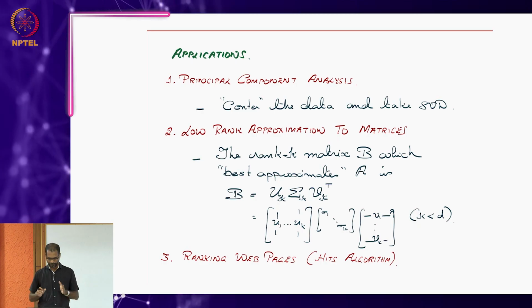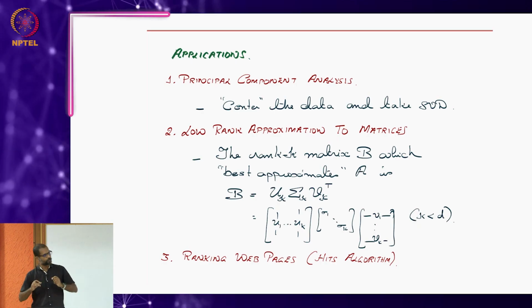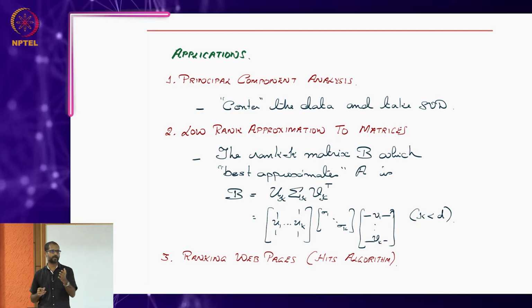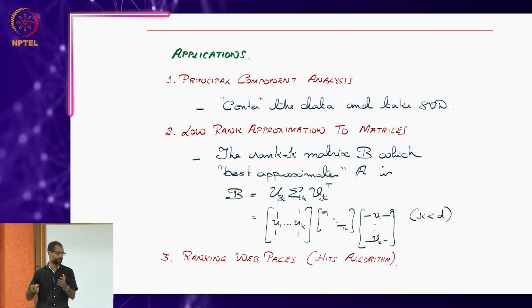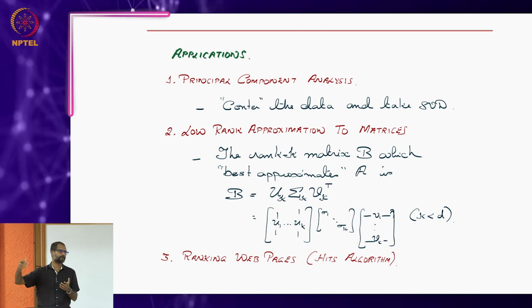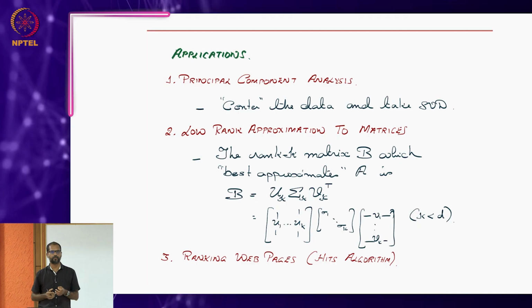And the solution is what is written here. You do the singular value decomposition of A. So you will get V1, V2, V3 up to Vd, the right singular vectors, U1, U2, etc. up to Ud, the left singular vectors, and the values sigma 1 to sigma d.